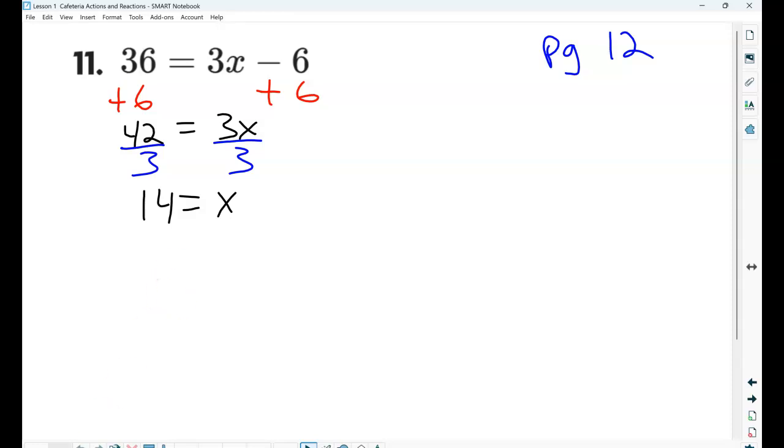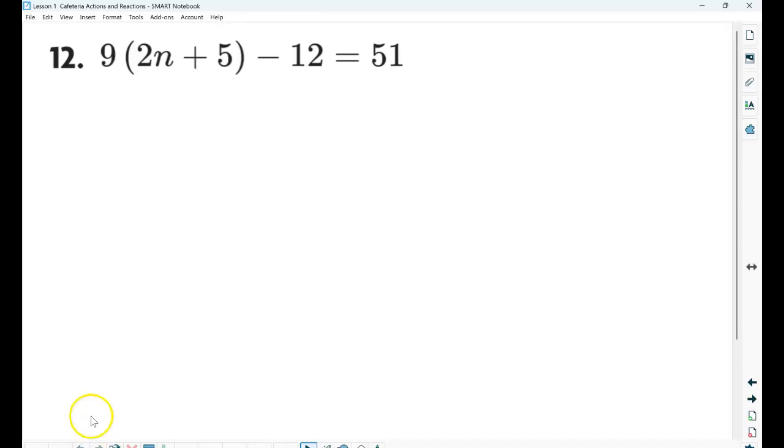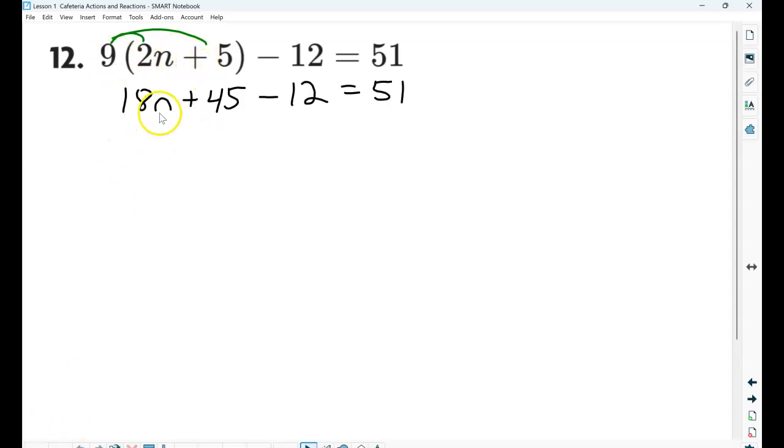All right, let's take a look at another one. Okay, here, there's a couple ways to do this. The first and more common way is to distribute this 9. So we're going to distribute the 9, 9 times 2, and 9 times 5. Positive times a positive is a positive. 2 times 9 is 18, 18n, and 9 times 5 is 45.